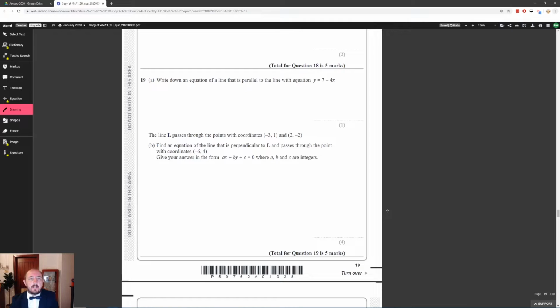Question 19a, we need an equation that's parallel to this, so we can have any value of c, which is this number here, so 8 will do. It could be any number there that isn't 7.